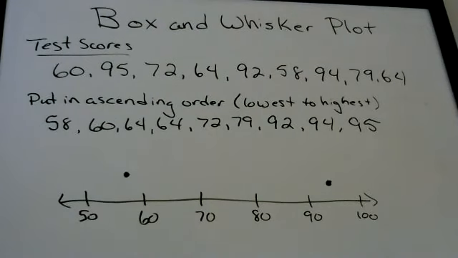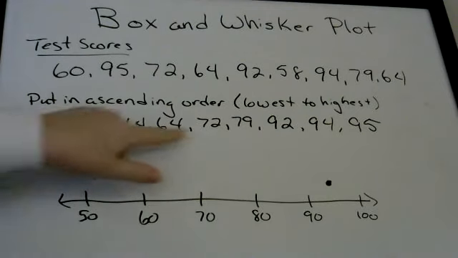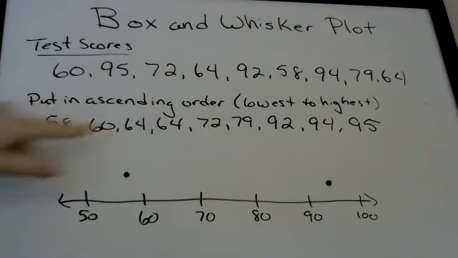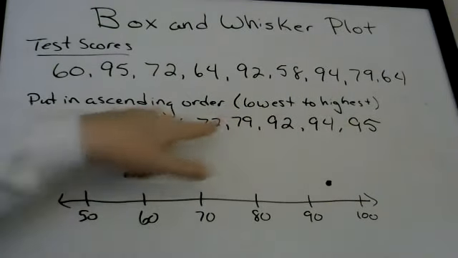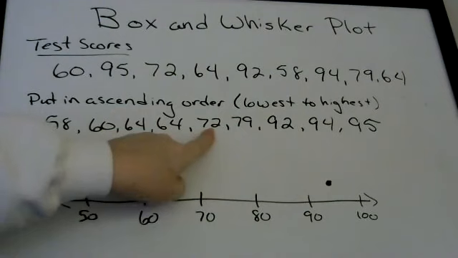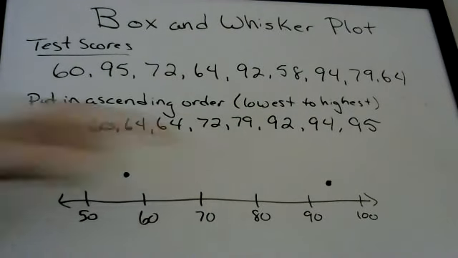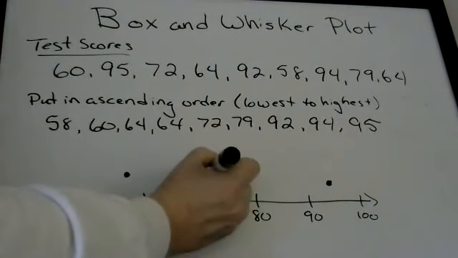Now we need to find the median. And so remember, you just go to the middle. So there's 9. So we go 1, 2, 3, 4. So there's 4 on this side. There's 4 on that side. The median is 72. And so the median is about here.